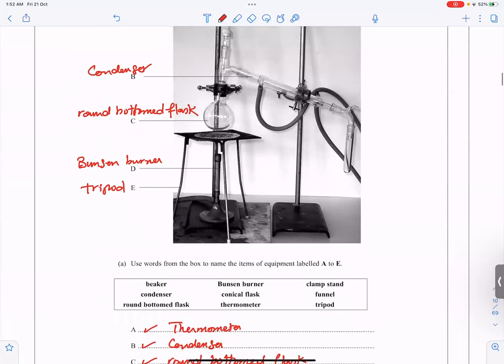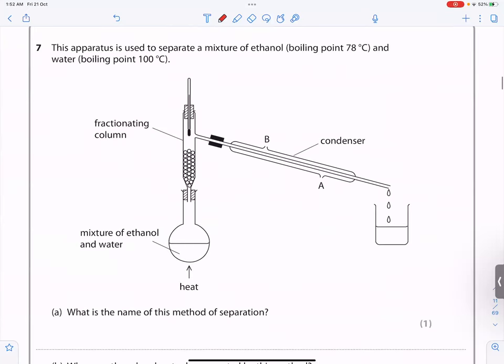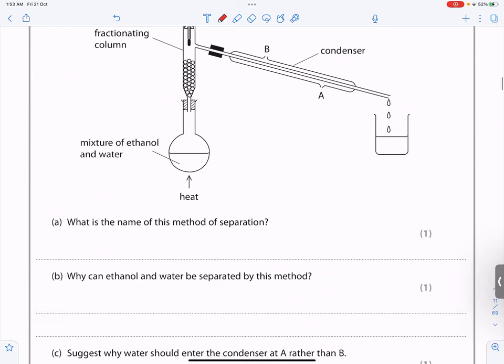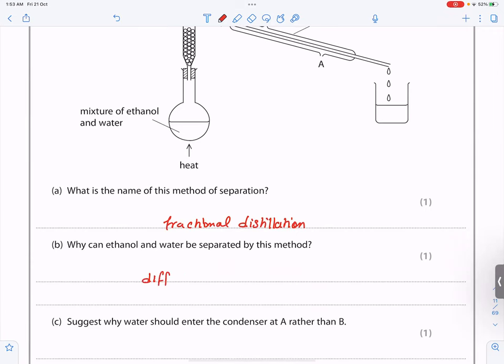not simple distillation. Question 7, this apparatus is used to separate a mixture of ethanol boiling point 78 and water boiling point 100. What is the name of this method of separation? Fractional distillation. Why can ethanol and water be separated by this method? عشان عندهم different boiling points.